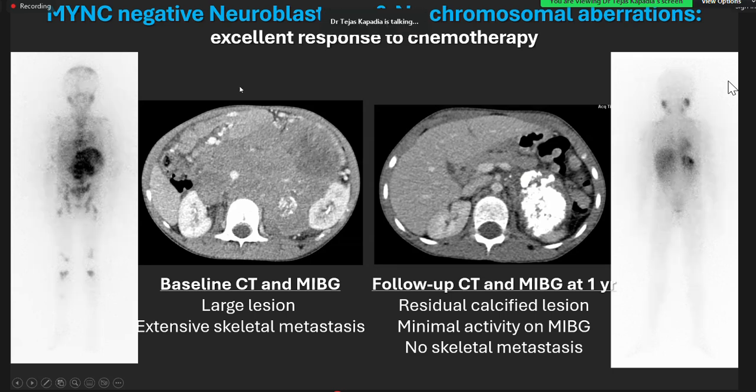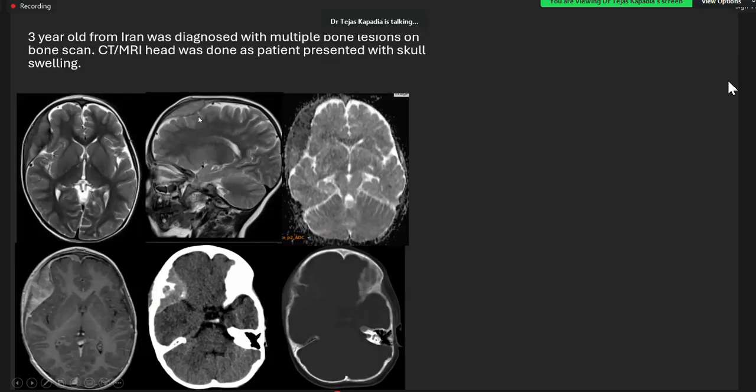The MYCN status and chromosomal aberration status play a major role in this tumor type. There were some unusual presentations, like this 3-year-old from Iran who was diagnosed with multiple bone lesions, and CT and MR of the head were done as the patient presented with skull swelling. You see the soft tissue mass lesion on either side of the skull with some spiculated pattern. The bone is diffusely infiltrated. This is again one of the differential patterns for skull lesions or skull-base lesions, where you see the spiculated kind of periosteal reaction.